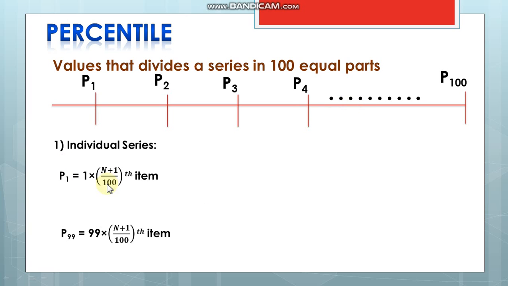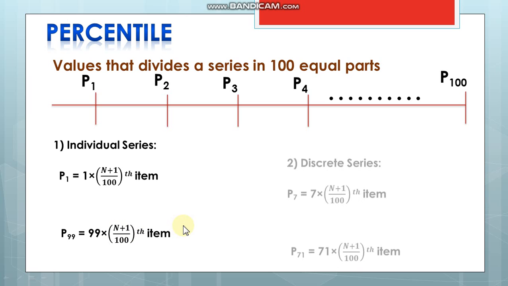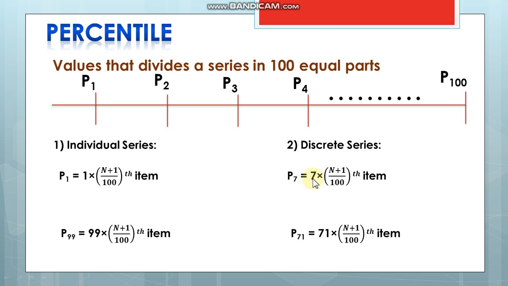Similar is percentile, just the difference is I am dividing the series in 100 equal parts. So for individual series, instead of 4 or 10, now I have to divide it with 100. So first percentile is 1 into n plus 1 by 100th item. 99 percentile is 99 into n plus 1 by 100th item. For discrete series, suppose 7 percentile is 7 into n plus 1 by 100th item. Percentile 71 is 71 into n plus 1 by 100th item.